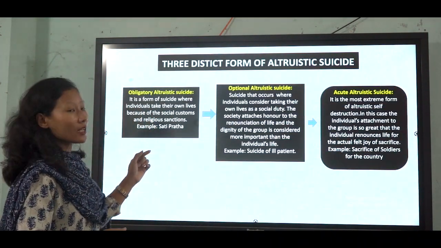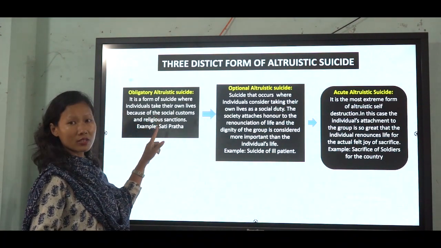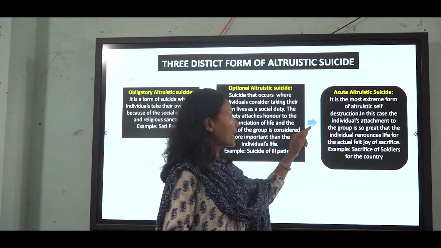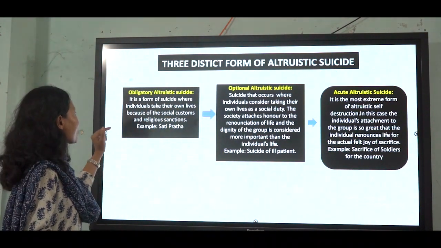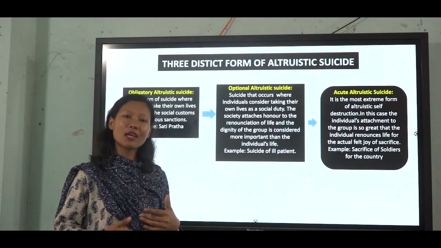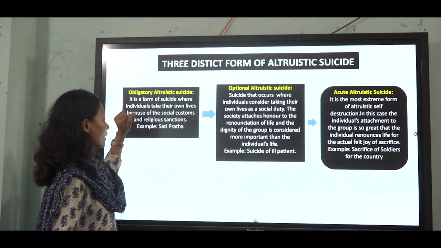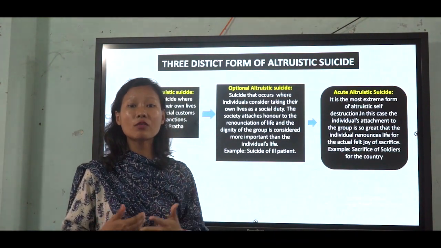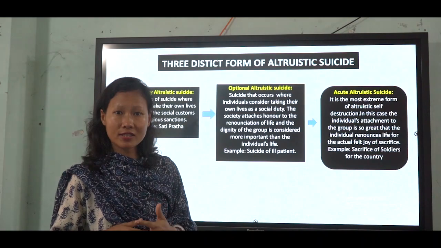These are the three different types of altruistic suicide. The first one is obligatory altruistic suicide, the next one is optional altruistic suicide, and the third one is acute altruistic suicide. Now we need to know what an obligatory altruistic suicide is. Obligatory means it is a duty, an obligation; there is no choice other than doing that. When an individual commits suicide because of duty or obligation, it is called obligatory altruistic suicide.